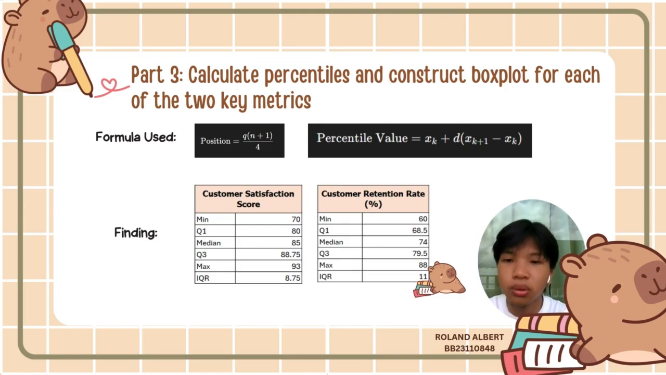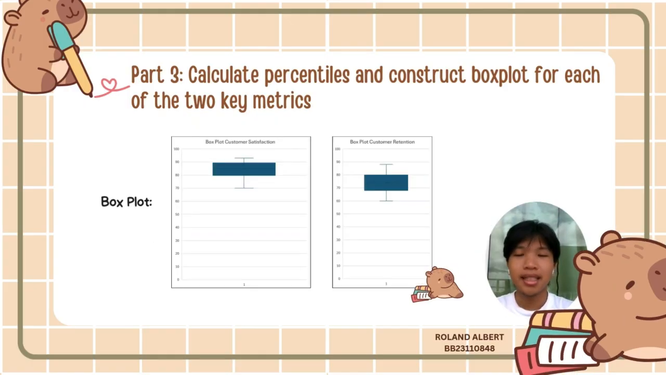So let's move on to the box plot. On the left, we have the customer satisfaction box plot. The box represents the middle 50% of the data from Q1 to Q3, and the line inside is the median. You can see that the satisfaction scores are quite concentrated with a smaller IQR range of 8.75, suggesting consistency among companies. On the right is the customer retention box plot.